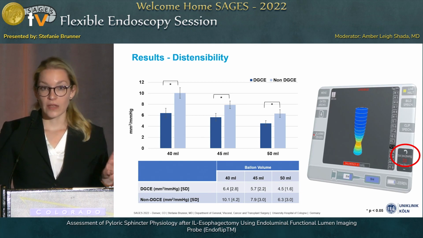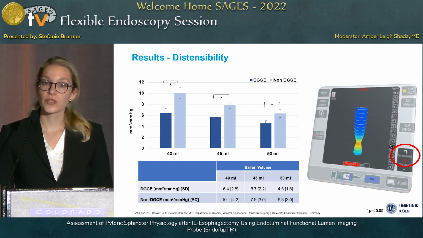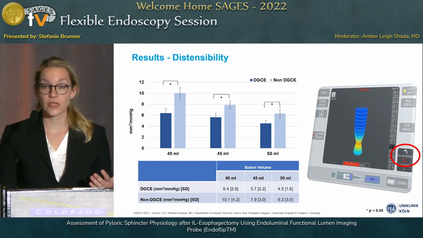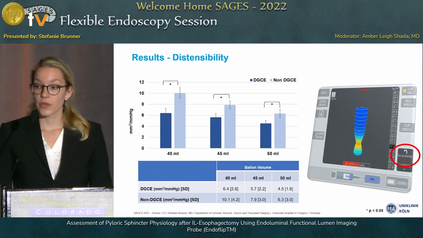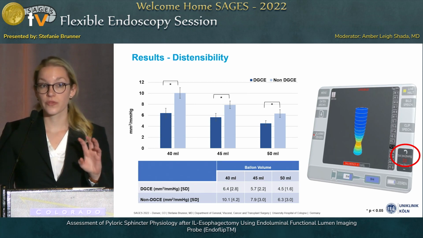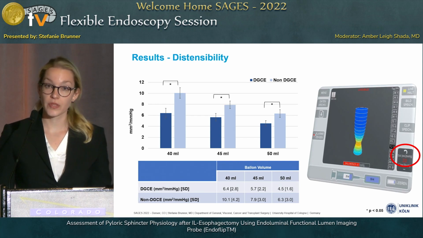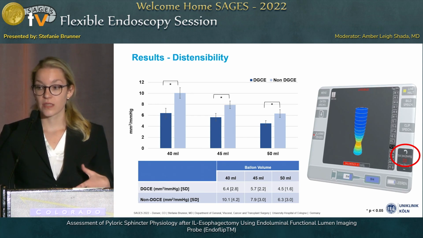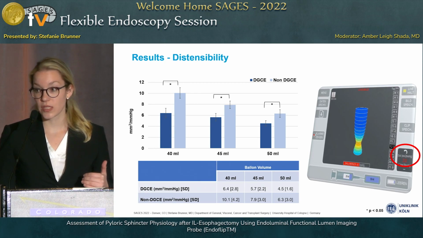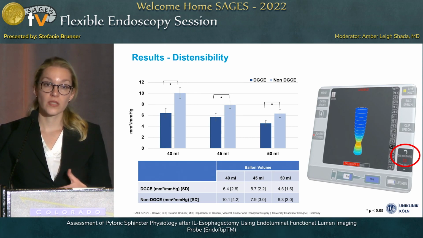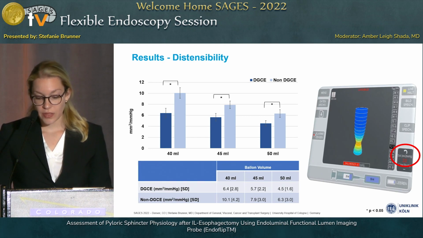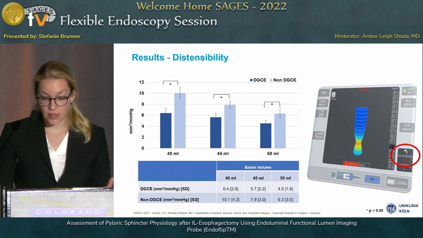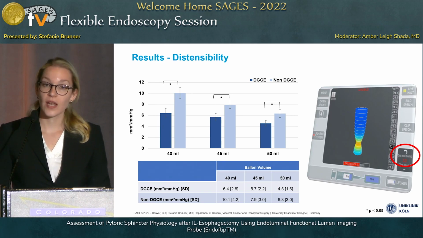Then we focused on the Endoflip measurement and wanted to know how the distensibility is in patients suffering from DGCE versus patients who do not have DGCE. We focused on three balloon filling volumes: 40, 45, and 50 milliliters. As you can see, the distensibility is significantly reduced in DGCE patients, and for us, it was a good tool to diagnose the patients. The highest significant difference in diameter and distensibility was measured at a 40 milliliter balloon filling, proving to be the most reliable filling level.